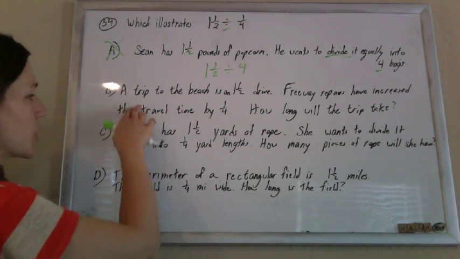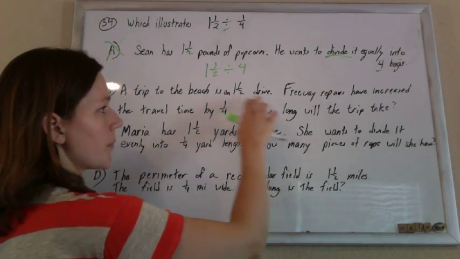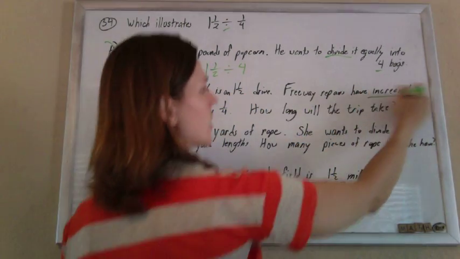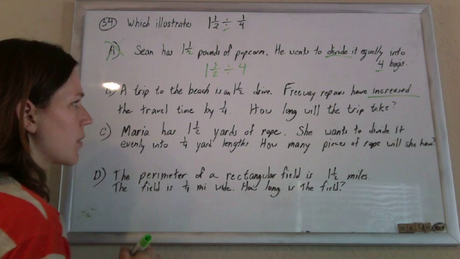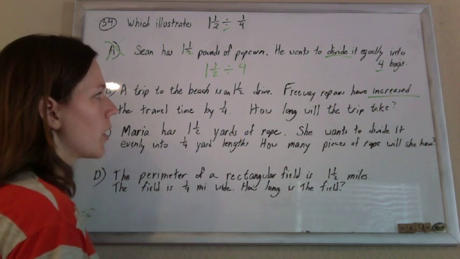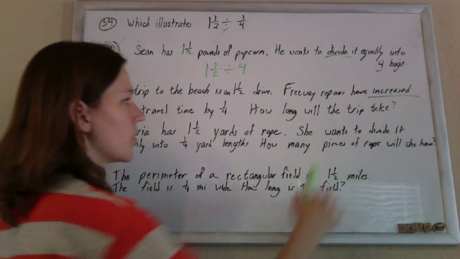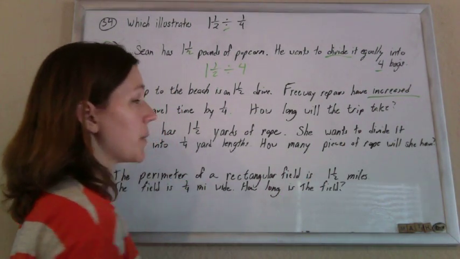How about this one? A trip to the beach is a 1.5 hour drive. Freeway repairs have increased the travel time by 1/4. I don't know if that's 1/4 of an hour, but either way, it's not division, right? You think increased, you think maybe adding, right?